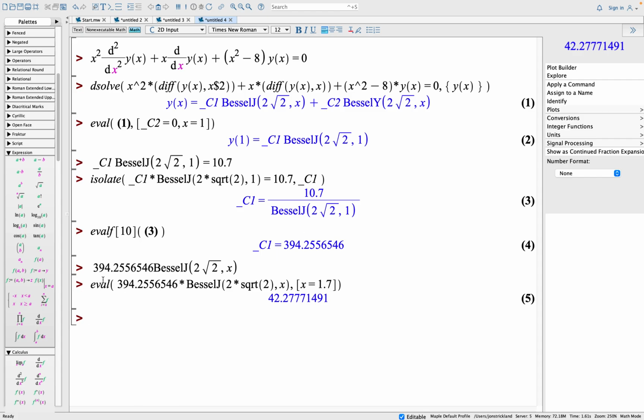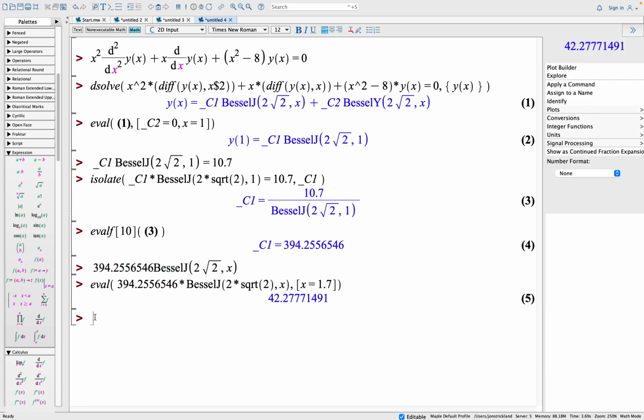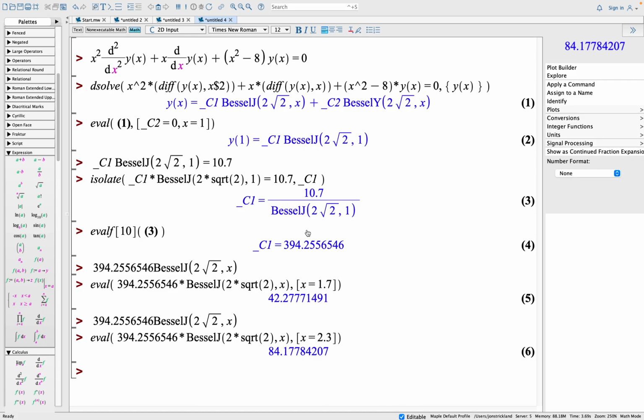And if I go back, say we have x at 2.3, so just copying this step and evaluating at a point, and again we have x at 2.3, and so we have about 84.18.